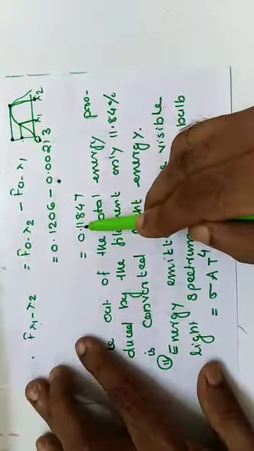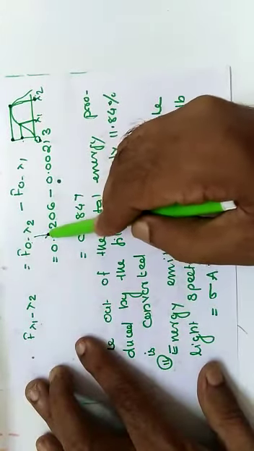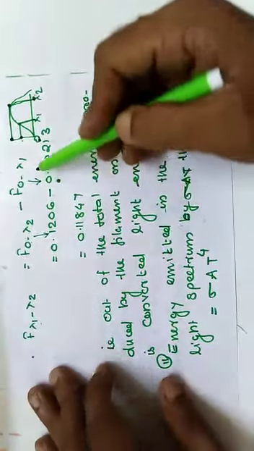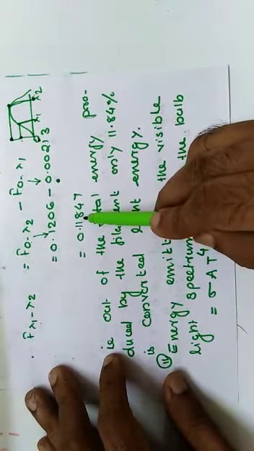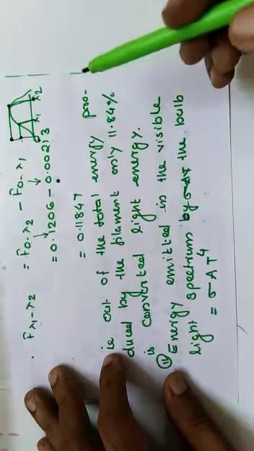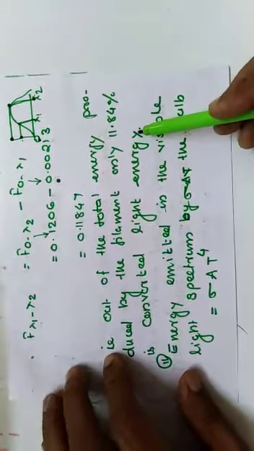So you will be getting 0.11847. So these two values you can take from the data book directly. That means 11.84% of the total energy will be converted into light energy.